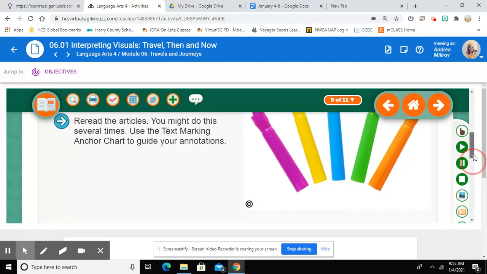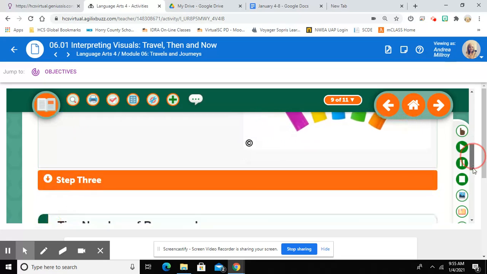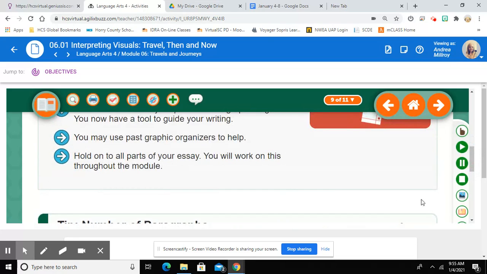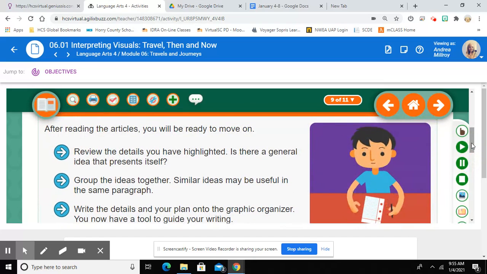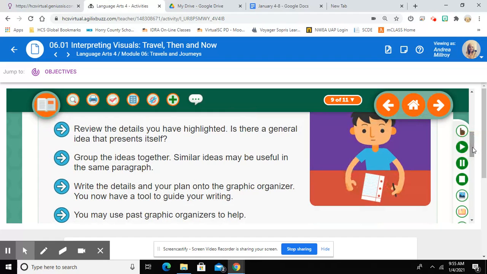Step 2, reread the articles. You might do this several times. Use the text marking anchor chart to guide your annotations. And step 3, after reading the articles, you'll be ready to move on. Review the details you have highlighted. Is there a general idea that presents itself? Group the ideas together. Similar ideas may be used in the same paragraph. Write the details and your plan onto your graphic organizer.